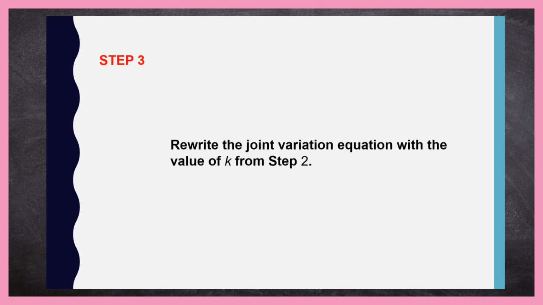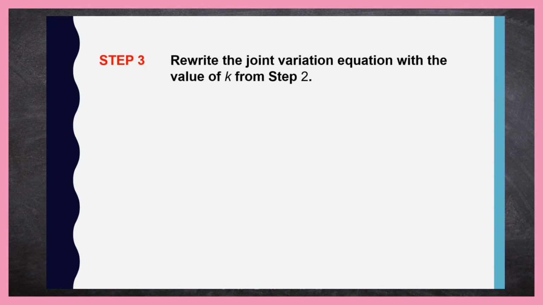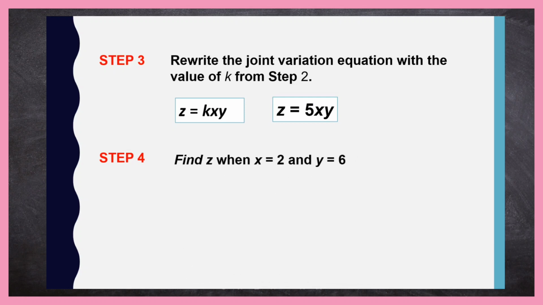For step number 3, let us rewrite the joint variation equation with the value of K from step 2. So, using Z is equal to KXY, let us substitute the value of K, which is 5. So we have Z is equal to 5XY. Then for step 4, let us solve for the unknown. Let us calculate Z when X equals 2 and Y equals 6 using substitution.